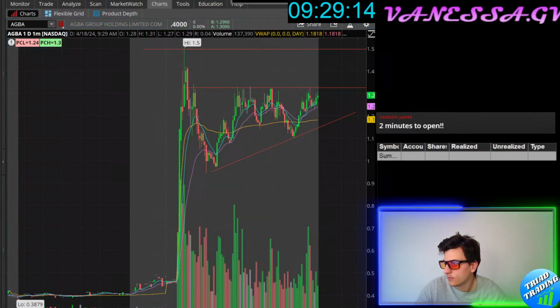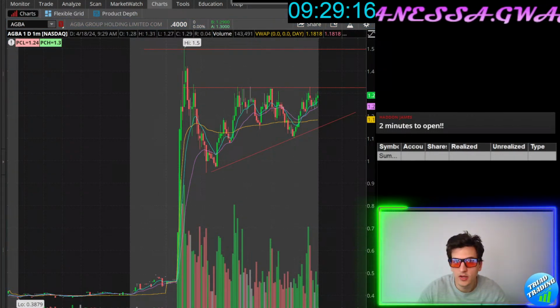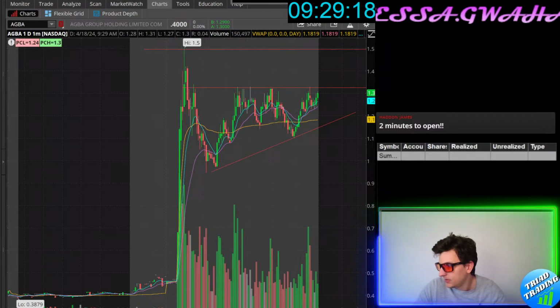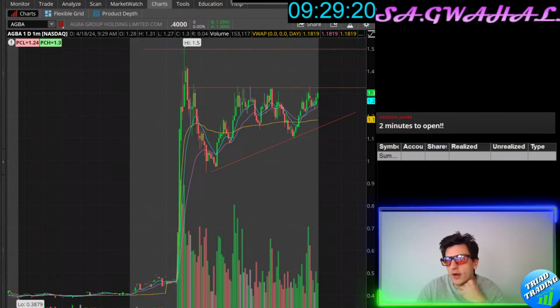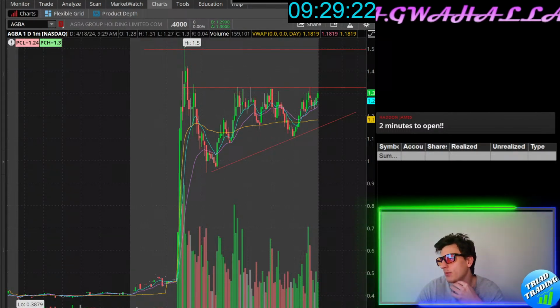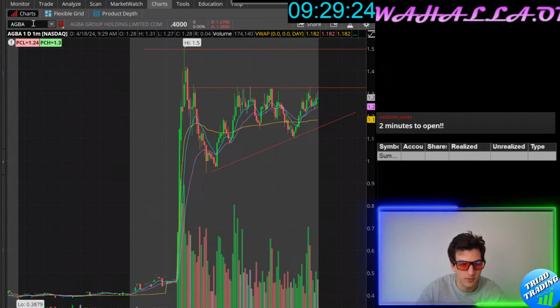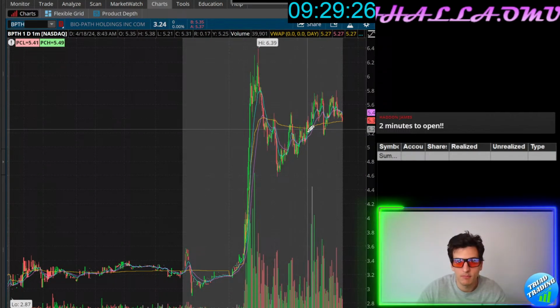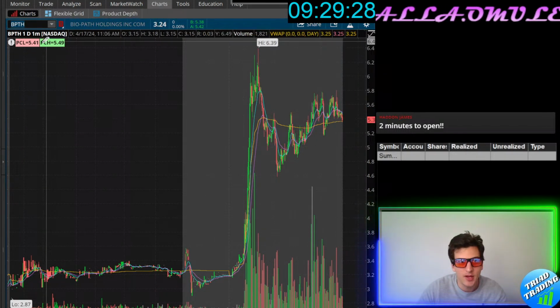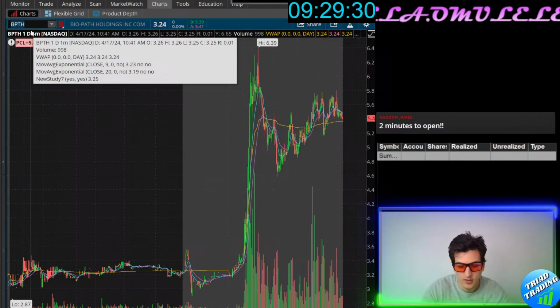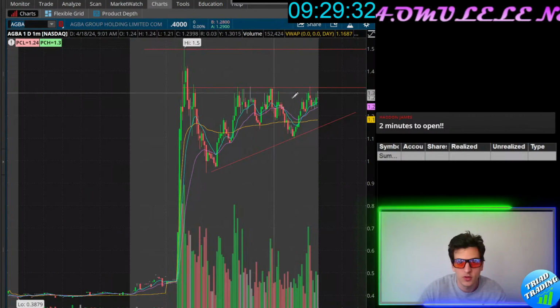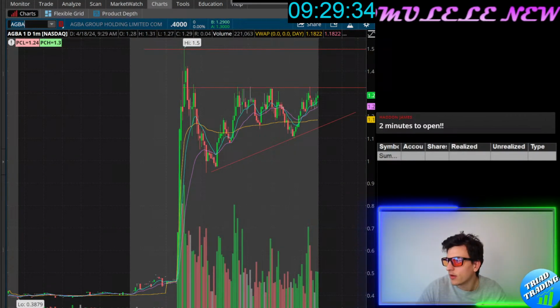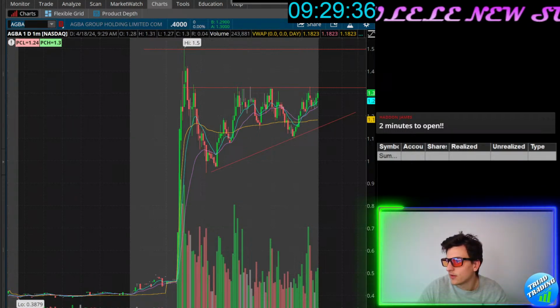BPTH, just for the opening bell. I don't like BPTH. It's coming down a little bit. It's not perking up. You could get a dip buy on it, but I think AGBA looks good for the open here, maybe for that surge over 133 and maybe for the high. So that's my plan here.